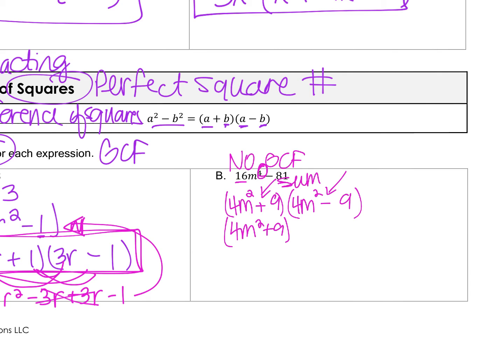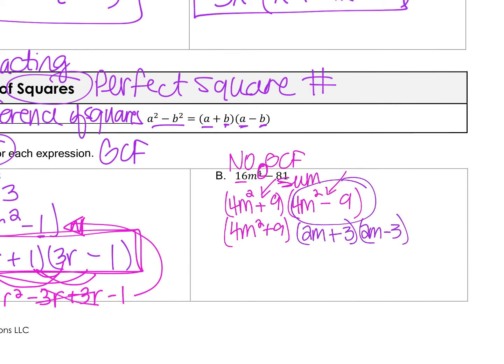But there are two things that I can do. I'm going to do a different color to factor this piece of it. I can take the square root of 4m squared, which is 2m, the square root of 9 is 3, and 1 is plus and 1 is minus. So if I were to use FOIL, I would end up with 4m squared minus 9.